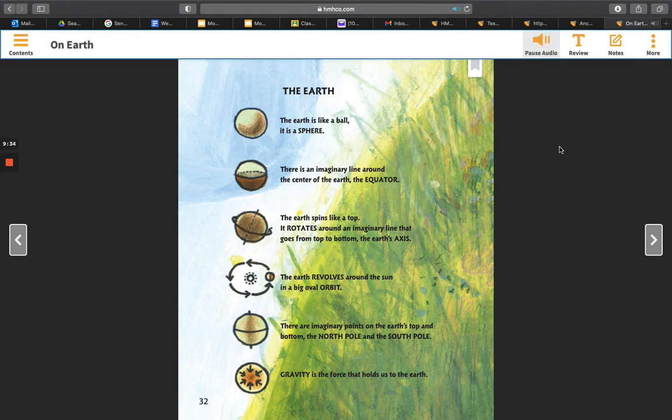The Earth. The Earth is like a ball. It is a sphere. There is an imaginary line around the center of the Earth, the equator. The Earth spins like a top. It rotates around an imaginary line that goes from top to bottom, the Earth's axis. The Earth revolves around the Sun in a big oval orbit. There are imaginary points on the Earth's top and bottom, the North Pole and the South Pole. Gravity is the force that holds us to the Earth.